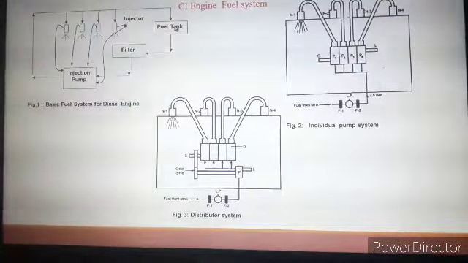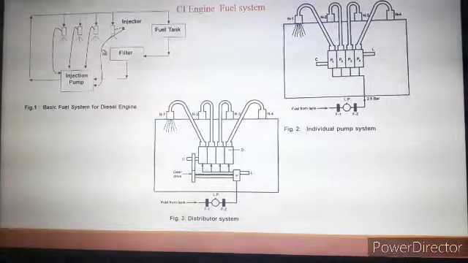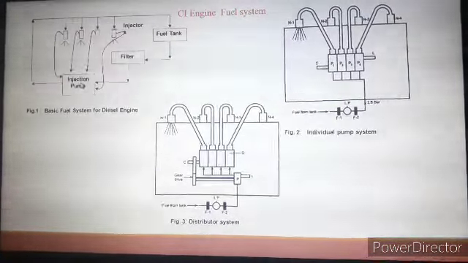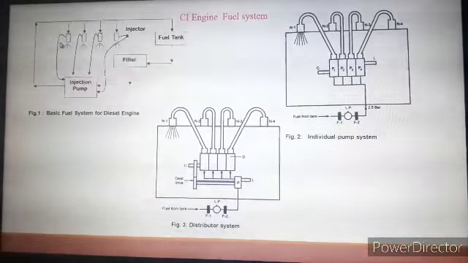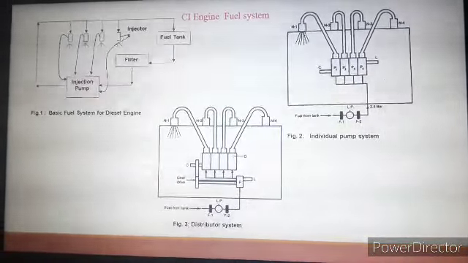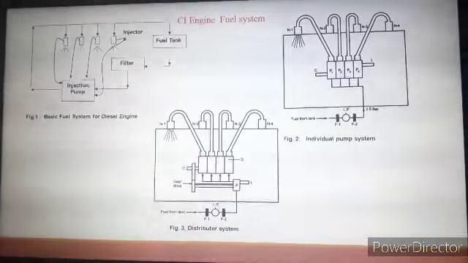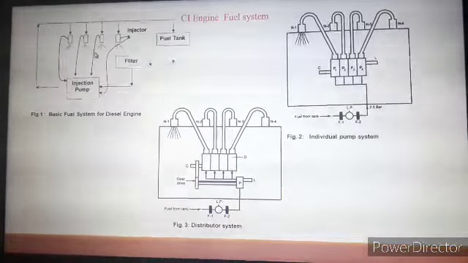Now the fuel from fuel tank, that is diesel, is taken to the fuel pump through the fuel filter, and that fuel pump injects the fuel to the engine cylinder through these different fuel injectors. Again, the firing or operation of this fuel injector depends on the operation of the fuel pump. So once again we'll discuss about this system in further slides.